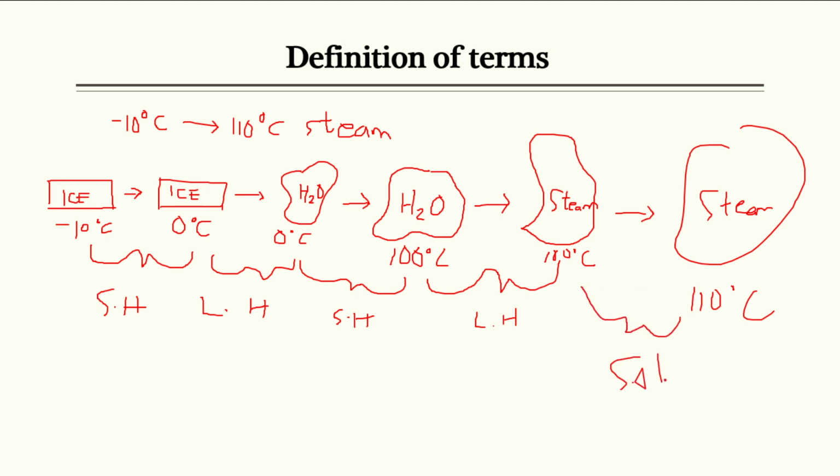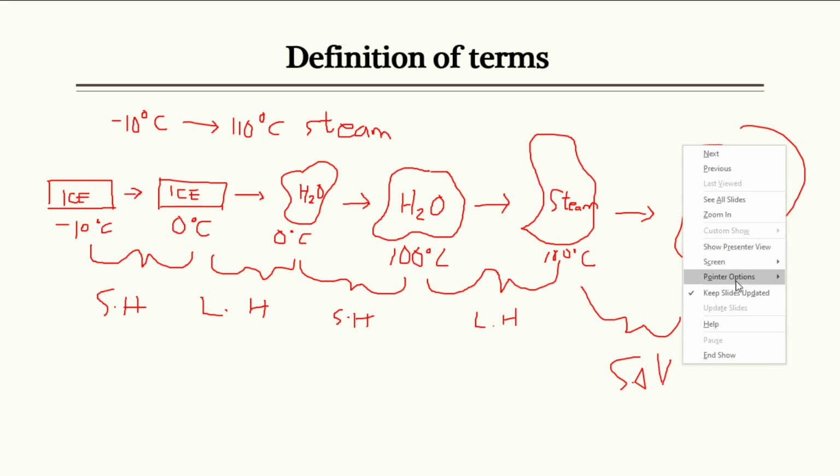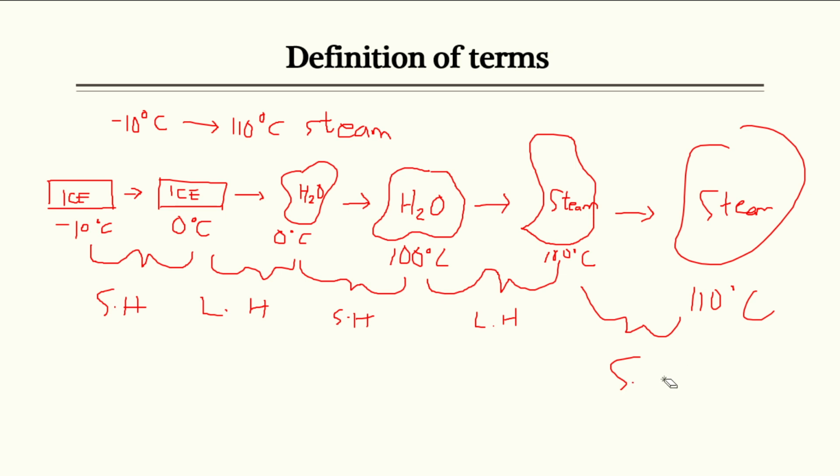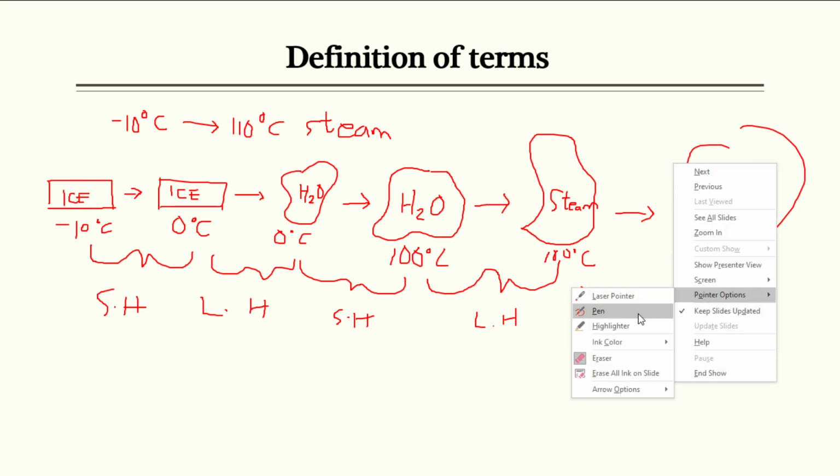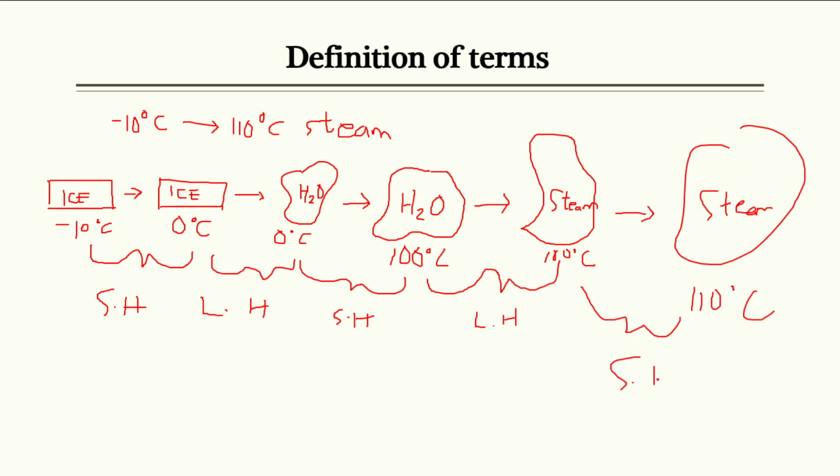So, yun lang yung kaibahan ng dalawa. Okay? Kapag nabago yung temperature without changing phase, tawag dyan is sensible heat. Kapag nabago yung phase without changing temperature, tawag dyan is latent heat. So, yun lang naman yung kaibahan ng dalawa.